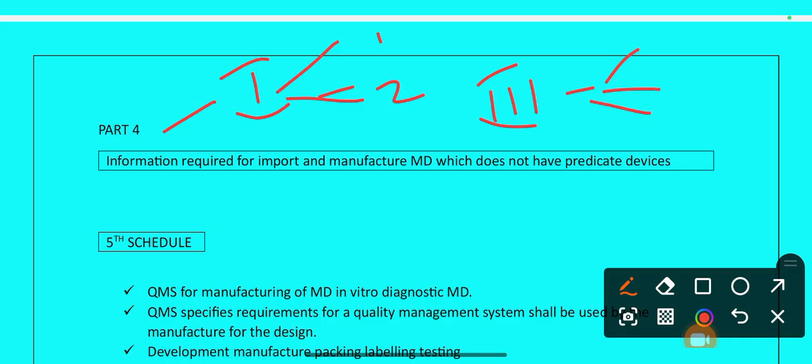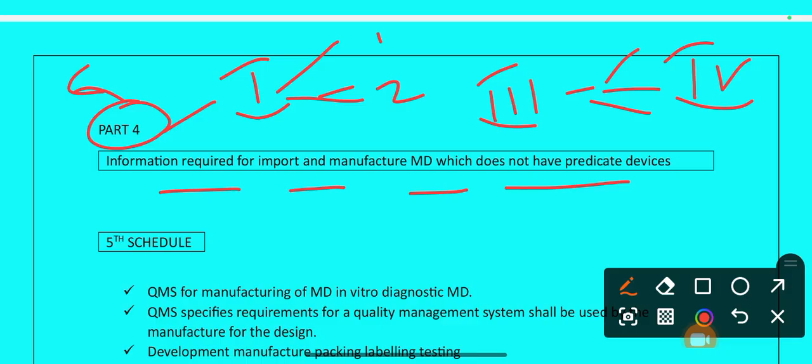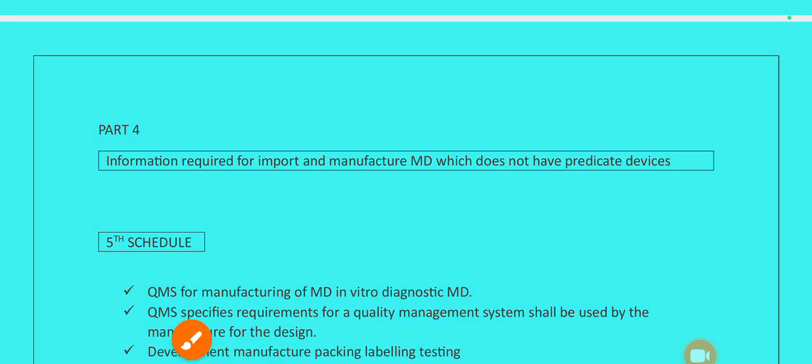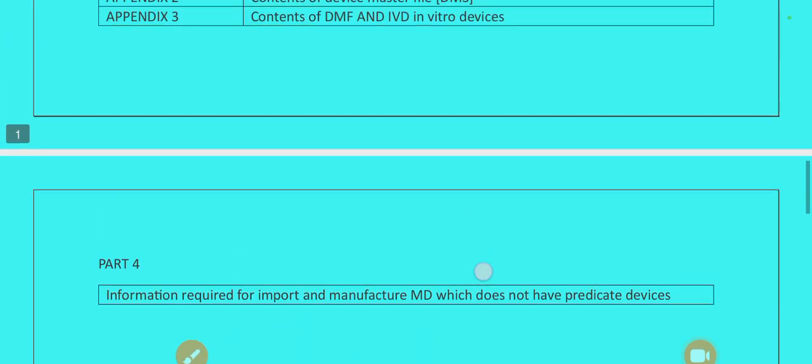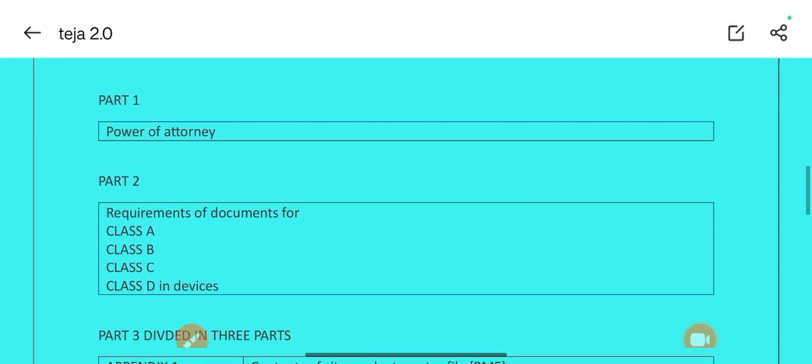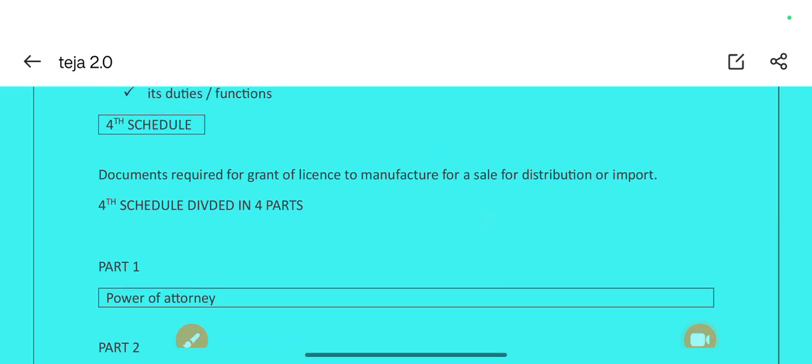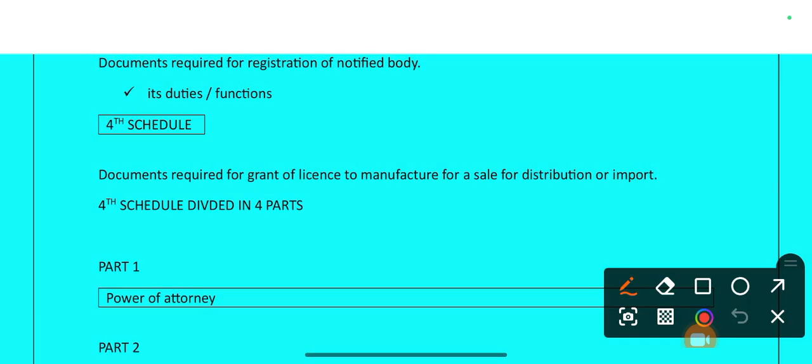Okay, finally part 4 of the fourth schedule: information required for import and manufacture of medical devices which do not have predicate devices. So it is helpful for part 4, part 3, part 2 and part 1. This is the fourth schedule.